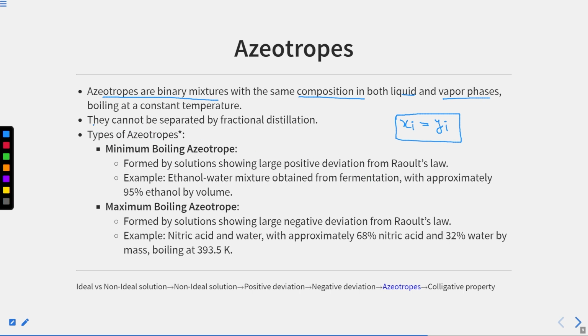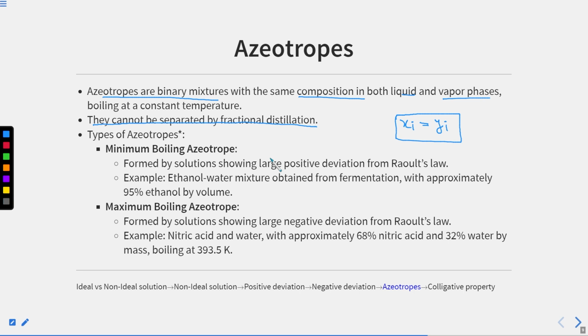So due to this reason, they cannot be separated by fractional distillation. Why? Because both of these are forming vapor at the same rate. Yes, that is true. Because if they were not forming vapors at the same rate, they would not have equal vapor phase concentration.